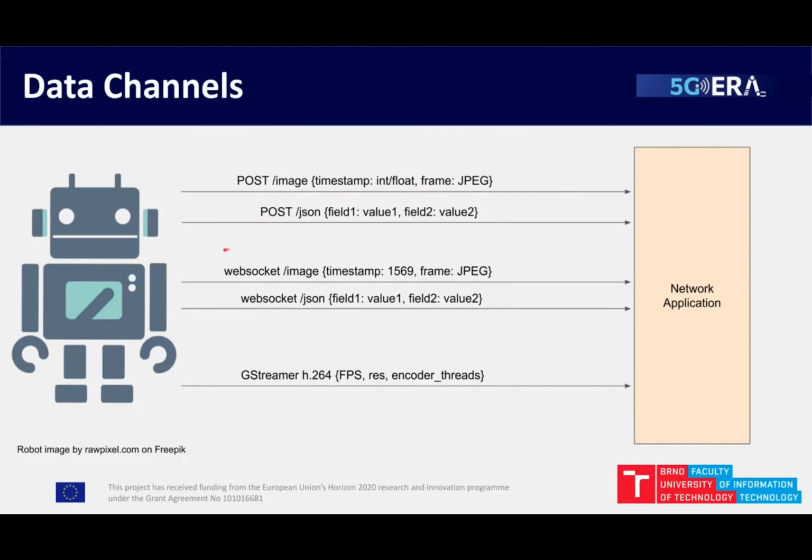Besides this data channel, there is also the WebSocket channel, which in the default case is only used for obtaining the results, but it also can be used for sending the data. So there are again two channels, one channel for the images and one channel for the JSON data. If the robot needs to send a lot of image data from the cameras, it can use GStreamer for this, which can encode the images to an H.264 stream and send it to the network application.